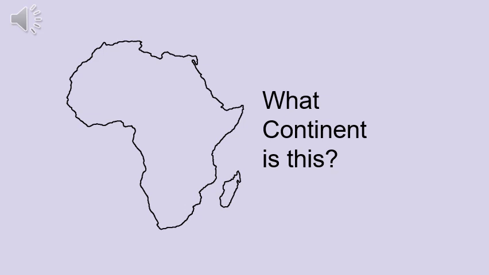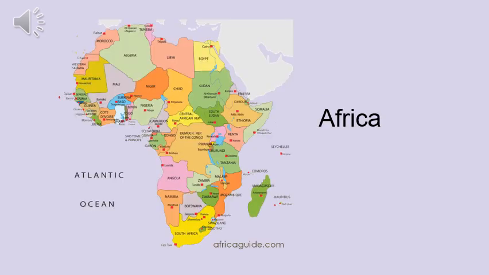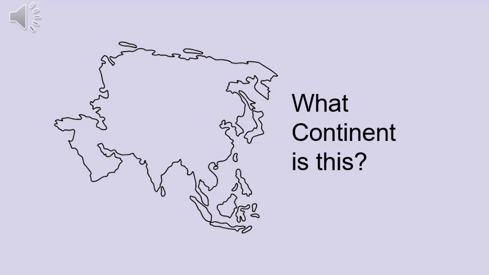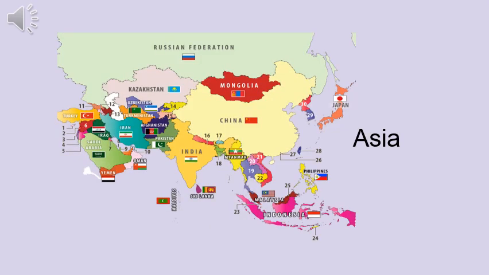Maybe we're a little more familiar with this general shape and what continent this might be. This is the continent Africa. Africa is comprised of many individual countries. And can we guess which continent this is? This is the largest continent in our world. And that would be Asia. This is the continent of Asia with over 30 individual sovereign countries in the world.